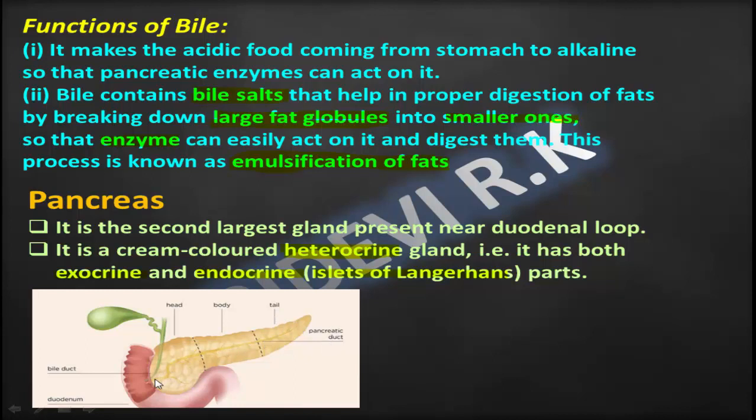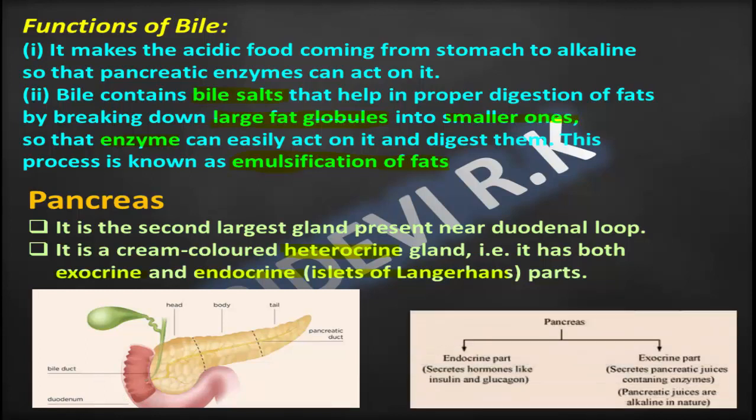The pancreatic duct and the common bile duct both join at the region of the duodenum, and they represent the hepatopancreatic duct, whose functioning is guarded by the sphincter of Oddi. Then the question is, why is the pancreas called a heterocrine gland? It is also called the dual gland of the body.